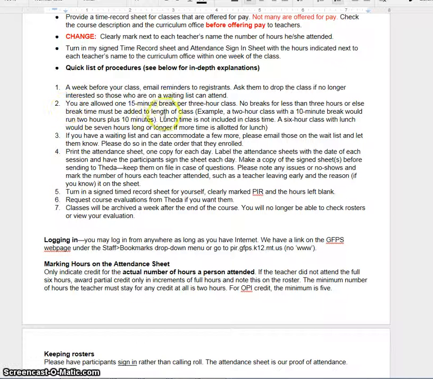Let's talk about breaks in more detail. You are allowed one 15-minute break per 3-hour class. No breaks for less than 3 hours, or else break time must be added at the length of the class. And they give you an example here. But also, lunchtime is not included in class time.